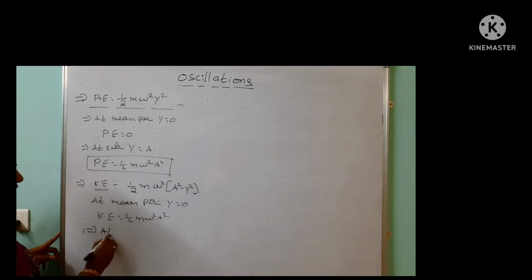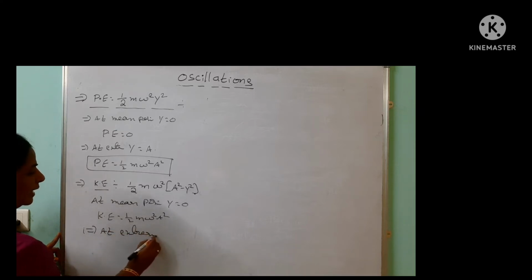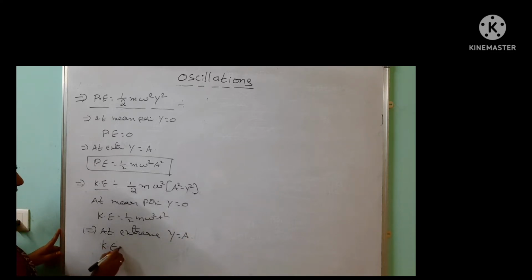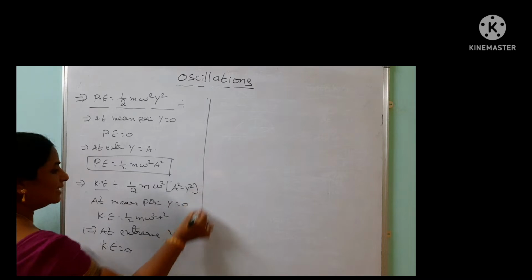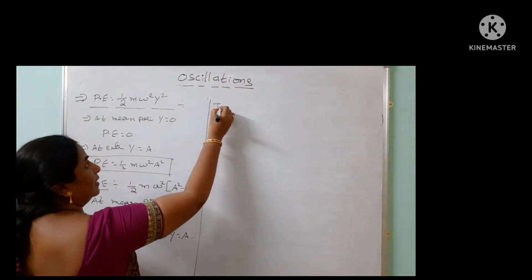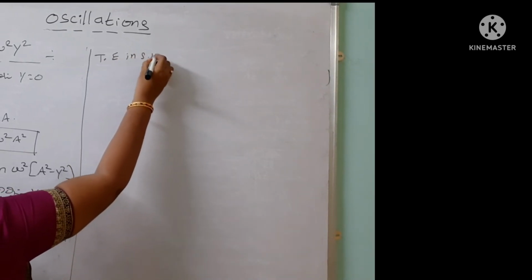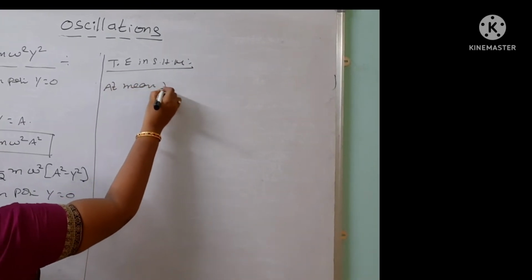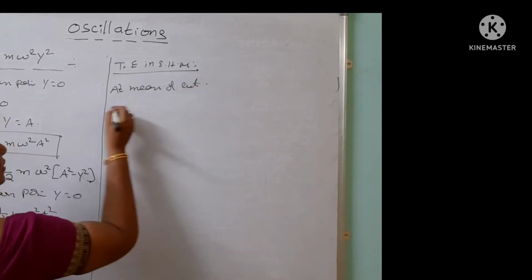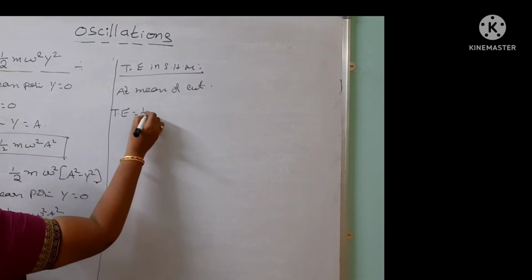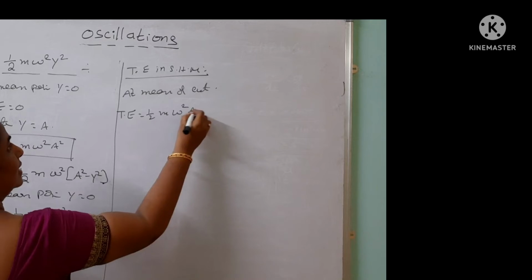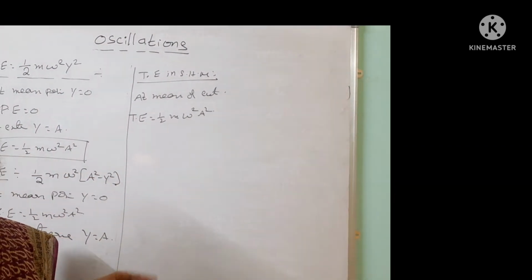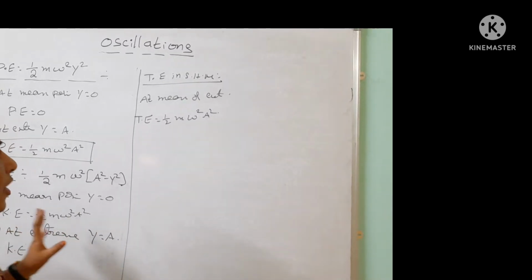Like that at extreme position, y equals a, you are getting KE equals 0. When you know the potential energy and kinetic energy, we focus on what is the total energy in simple harmonic motion. See, at mean position and at extreme position, in both the cases, total energy is half m omega square a square. So it is also following the law of conservation of energy. Energy can neither be created nor be destroyed.